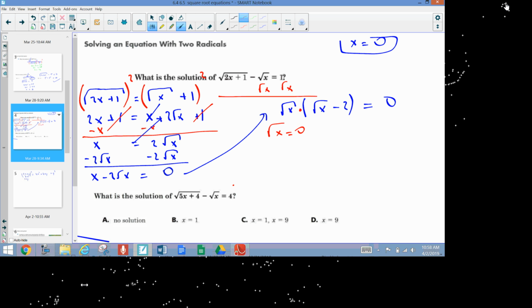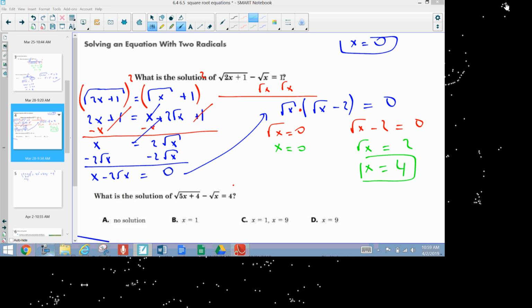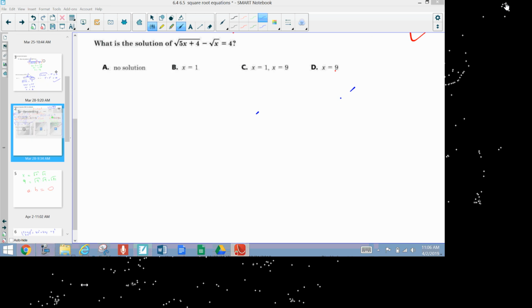Root x is equal to 0. Root x minus 2 is equal to 0. From here, x is equal to 0. I'm going to add 2 to both hand sides. So x is equal to, tell me. So, take the square of both hand sides.